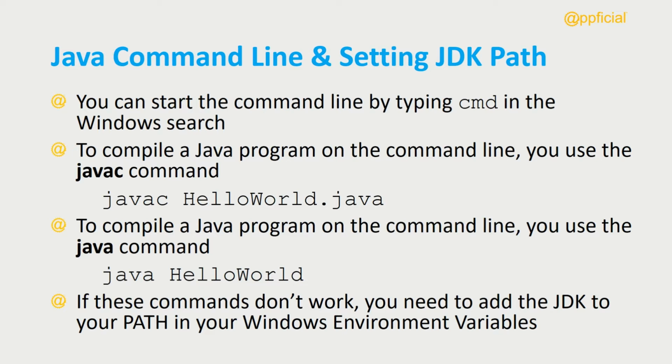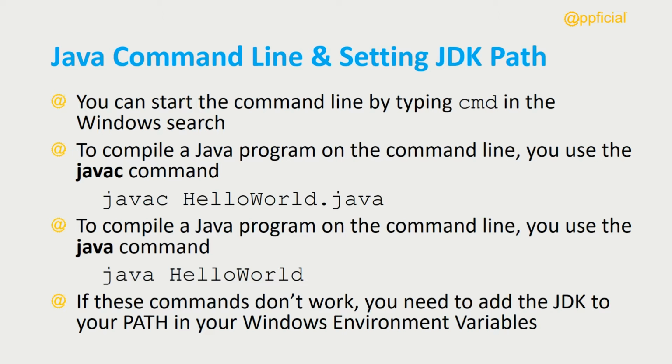You can start the command line by typing cmd in the Windows search. And on a MacBook, you could always go to the terminal application and type the same commands. To compile a Java program on the command line, you use the javac command, and it looks like this. It's the word javac, space, and the name of your Java class, HelloWorld, with the .java extension.